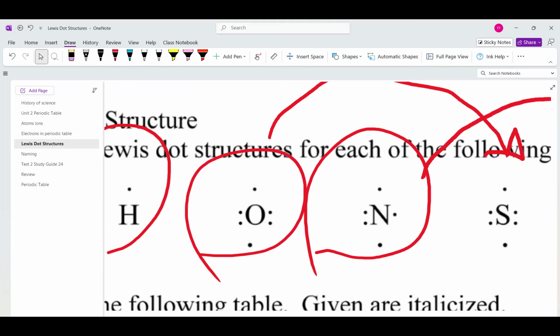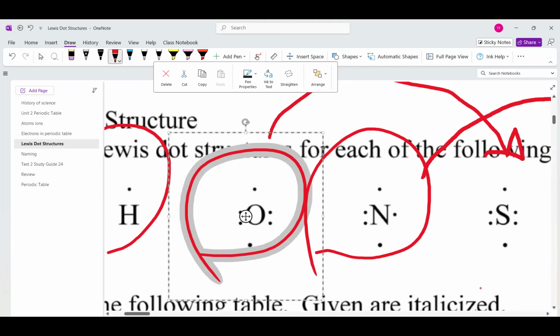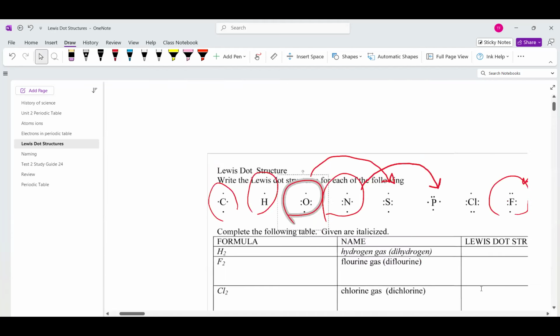Now notice sulfur over here. Look at sulfur, look at oxygen. Notice sulfur is exactly the same as oxygen because sulfur is underneath oxygen on the periodic table. Okay, so we need to know about oxygen. Oxygen has two singletons, two pairs. Hydrogen has one singleton, hence one bond. Okay, so now let's look at water again.